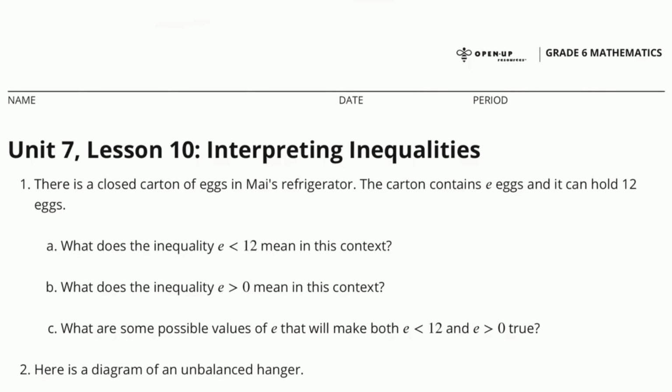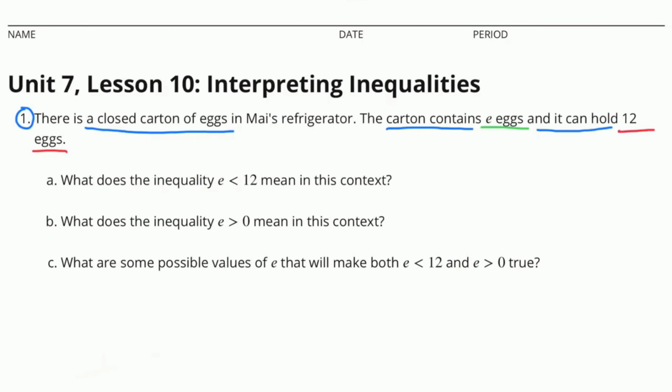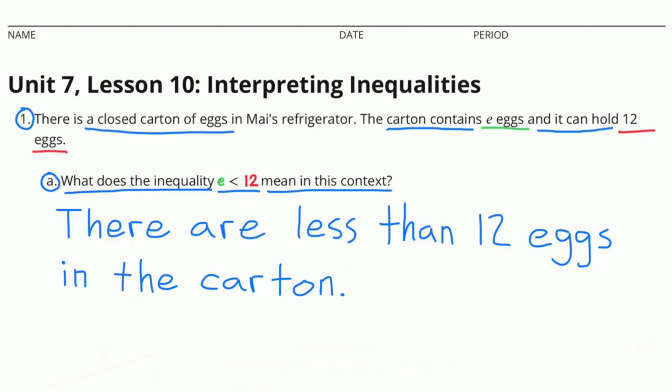Unit 7, Lesson 10, Interpreting Inequalities. Number 1. There's a closed carton of eggs in Mai's refrigerator. The carton contains E eggs, and it can hold 12 eggs. A. What does the inequality E is less than 12 mean in this context? It means that there are less than 12 eggs in the carton.